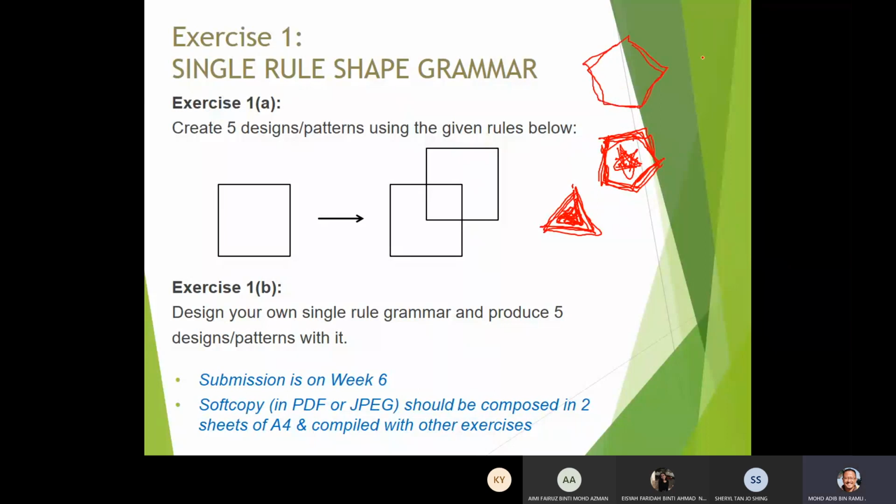Just imagine this is the shape. Let's say the rule is something like maybe similar to the triangle I showed earlier, as simple as that. So when you create the design or pattern, you can apply it here, here, here, and here. Now you already have one design.